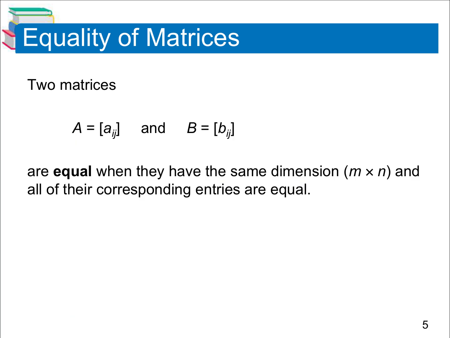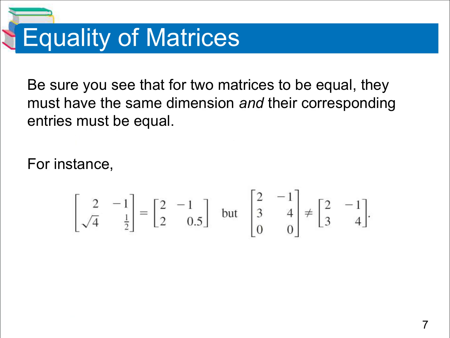So again, your matrices have to be equal to one another in dimension in order for you to add or subtract them. For instance, if you had two matrices like these two, the one on the left with 2, -1, square root of 4, 1/2 is a 2 by 2. The one on the right, 2, -1, 2, 0.5, is also a 2 by 2. The numbers inside each of those matrices also simplify to be the numbers in the right matrix. So you could add these if you needed to. You could have also subtracted them if you needed to.